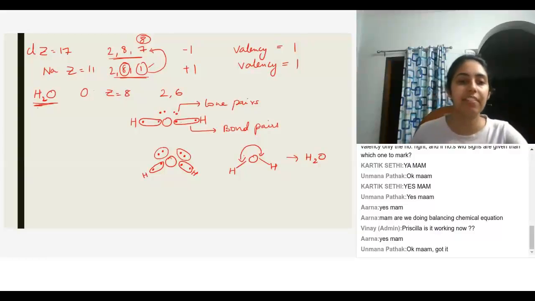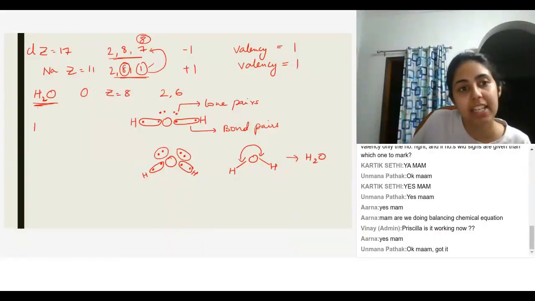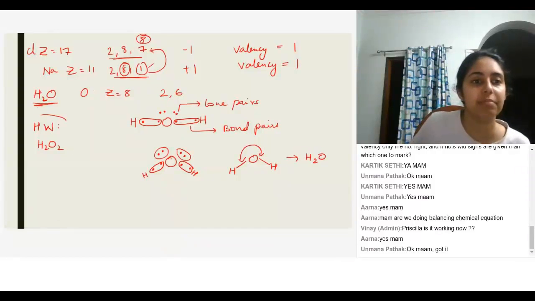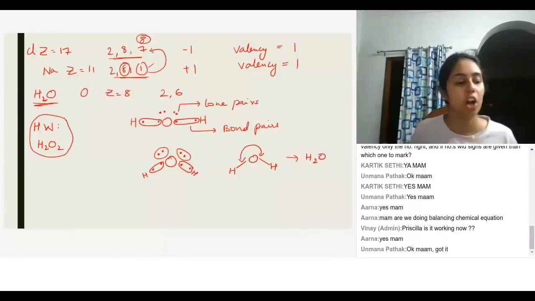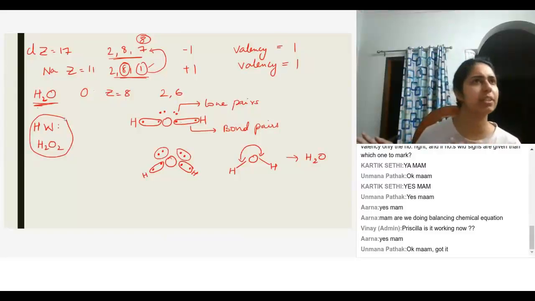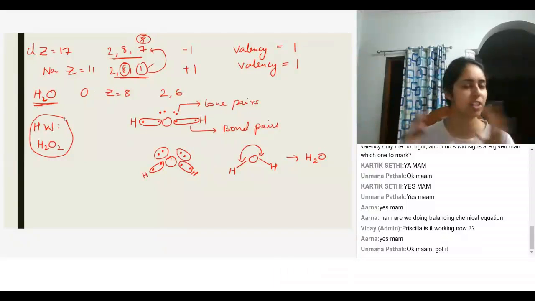Is this clear to everyone? Okay, so this is what the structure of water is like. The homework this time for you guys is to draw the structure of H2O2. All right, so with this we are done with covalent bonding. We are done with structure of atom, electronic configuration, all of that stuff.